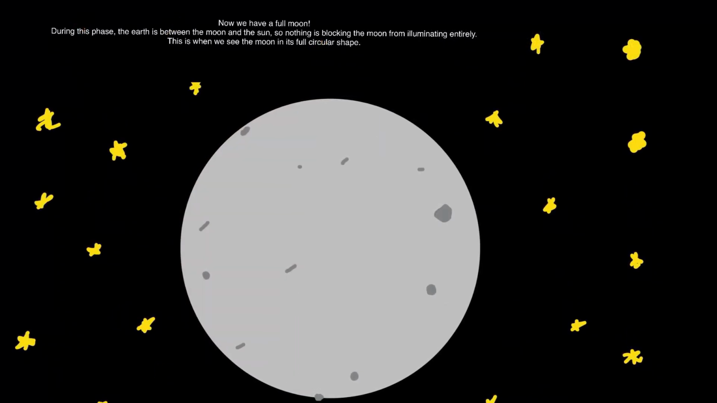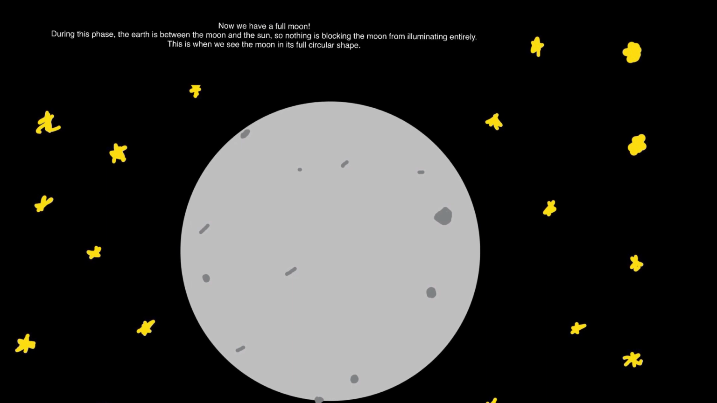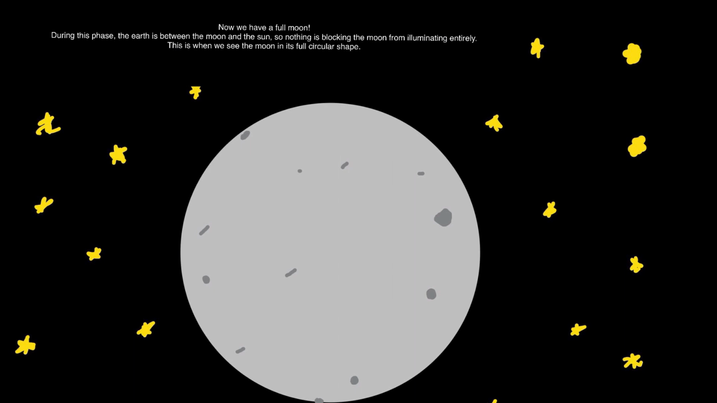Now we have a full moon. During this phase, the Earth is between the moon and the sun, so nothing is blocking the moon from illuminating entirely. This is when we see the moon in its full circular shape.